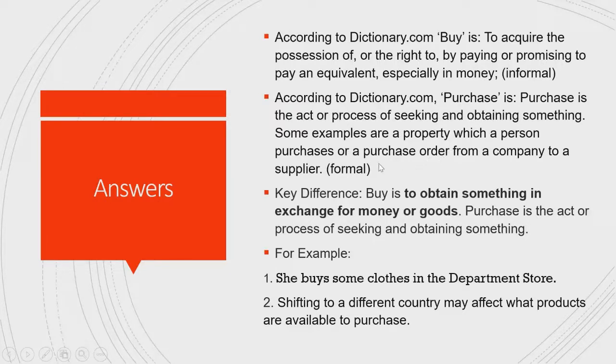And purchase is formal. So the key difference, buy is to obtain something in exchange for money or goods, but purchase, atau purchase ya, is the act or process of seeking and obtaining something. And the example is, number 1, she buys some clothes in the department store. The second one, shifting to a different country may affect what products are available to purchase.